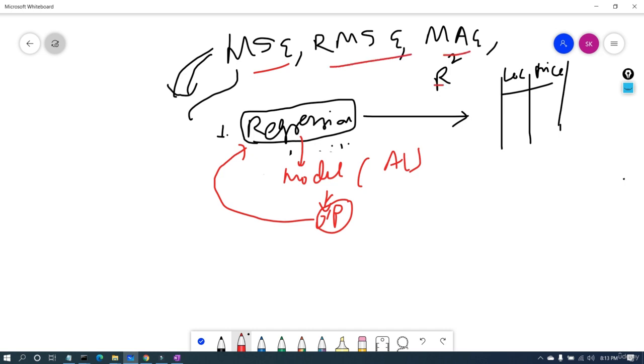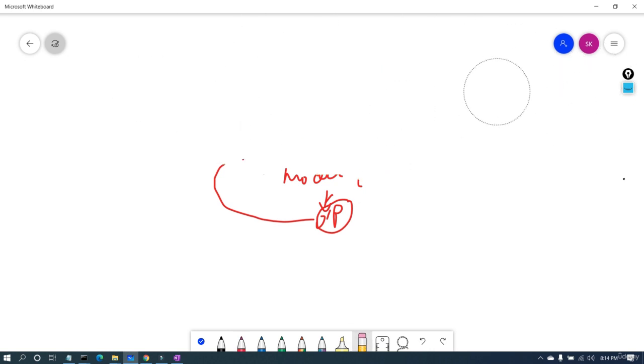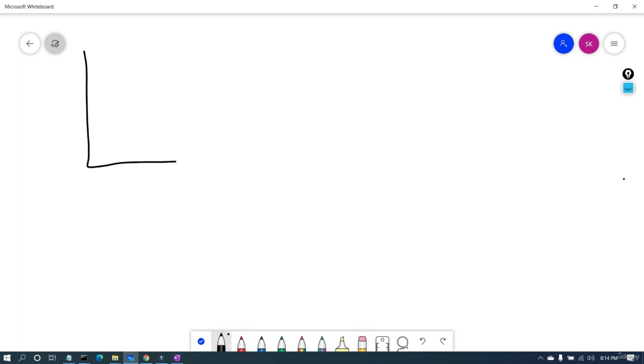which are MSE, which is basically mean squared error. RMSE is root mean squared error. MAE is mean absolute error, and R square is the R squared value. So let's learn one by one. Firstly, let's take an example, and I'll start with MSE. I'll just take a simple example here.